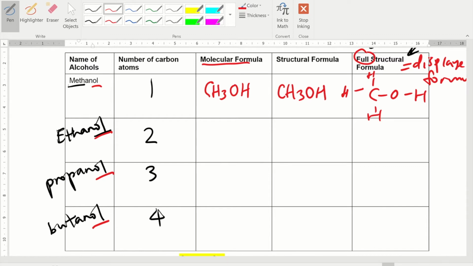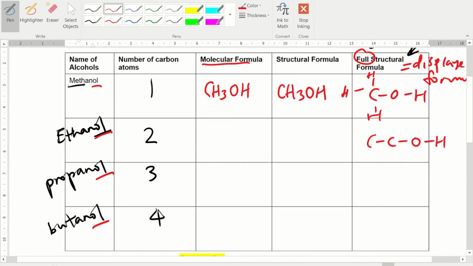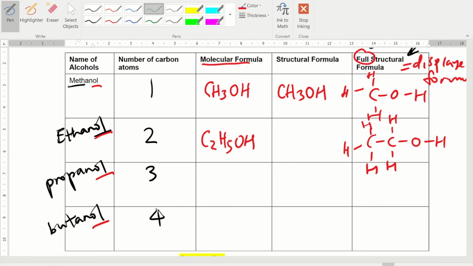For ethanol, I have 2 carbon atoms, and then I have my OH group. In our homologous series, the functional group will always be bonded to the side. We don't put it in the middle. Now we are learning the simplest version, so we always put the hydroxyl group at the side. In this case, my molecular formula is C2H5OH. Notice how I always put the functional group at the side.